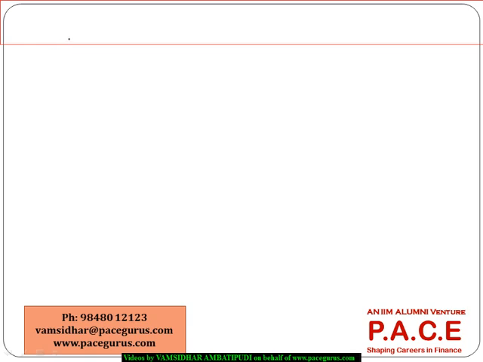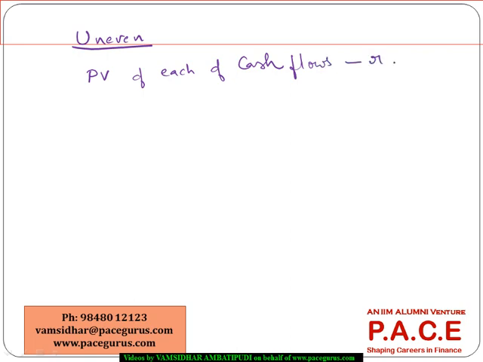Then, what if the cash flows are uneven? As we have discussed even with respect to future value, if the cash flows are uneven, it's better that I find the present value of each of the cash flows by discounting it by the corresponding interest rate and the corresponding time period, find the present value of each of the cash flows, add them up and say that that's the total present value.